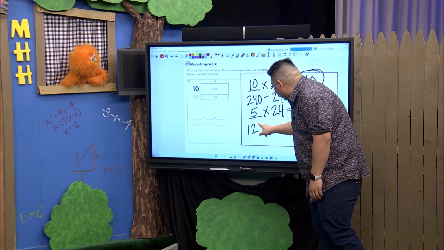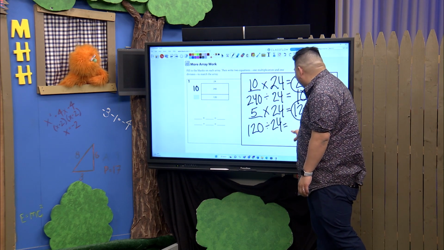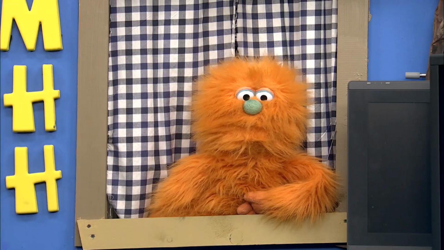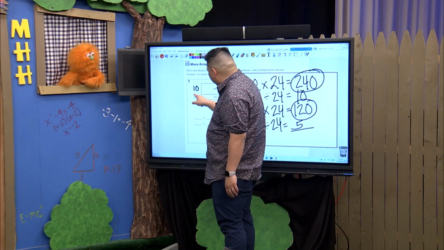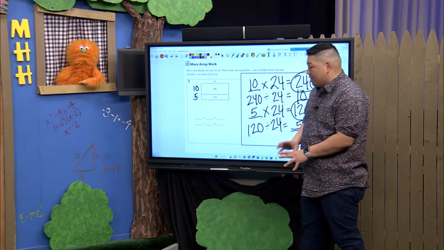And another way we could have thought about that is 120 divided by 24 equals 5. Cool. So 5 groups of 24 equals 120. But we're not done. We're still putting this together here.